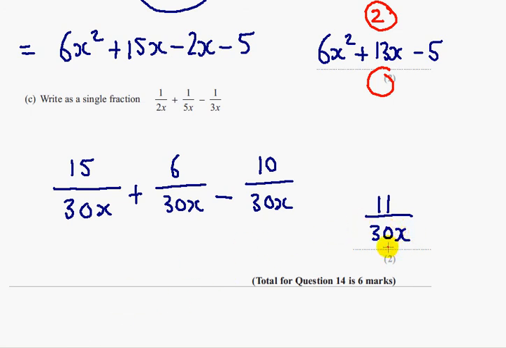So this is also worth 2 marks, part C. And the first one's a method mark for attempting to use a correct common denominator with at least 2 correct equivalent fractions. So if you try to use a common denominator with at least 2 of these being correct, then you get the first method mark. The second mark comes from a final answer of 11 over 30x. And that's it for question 14.